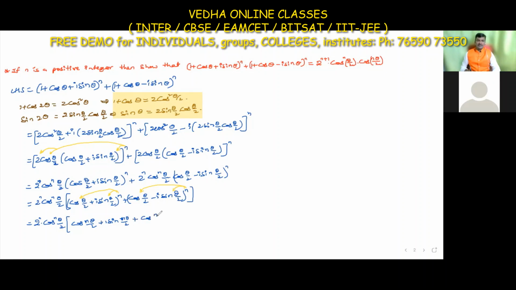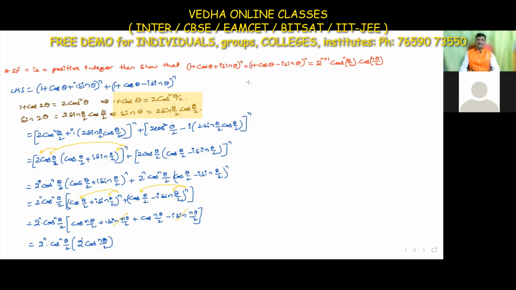In this also, cos n theta by 2 minus i sin n theta by 2. Okay. So now i sin n theta by 2 gets cancelled. Cos plus cos is 2 cos. So 2 power n is as it is, cos to the power n theta by 2. Cos plus cos is 2 cos, 2 cos n theta by 2. So 2 power n and 2 power 1.